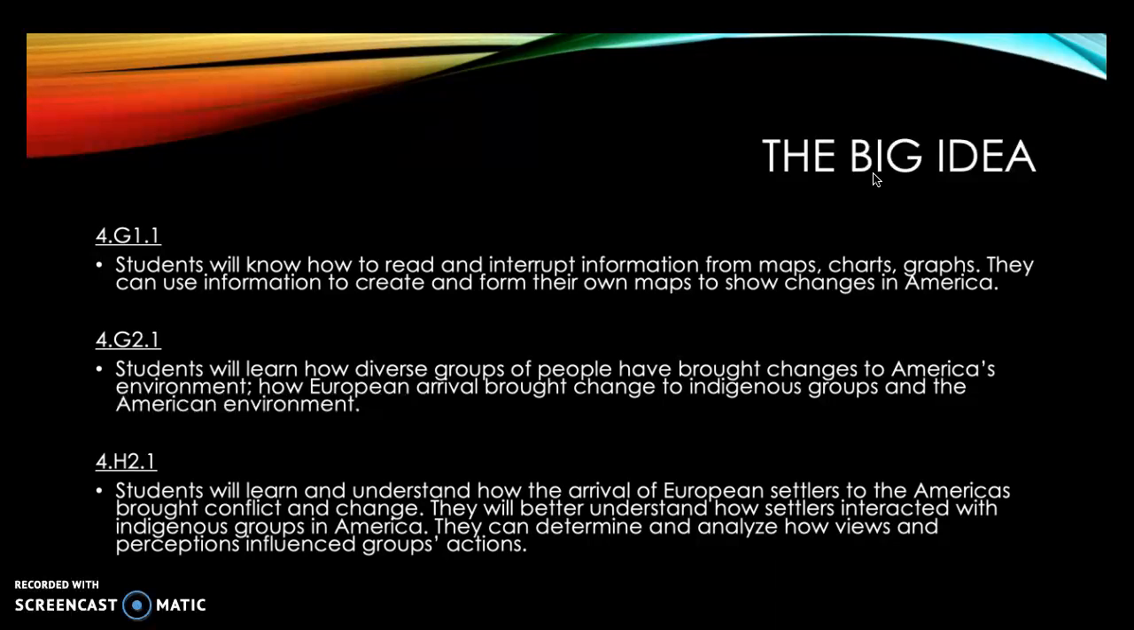Although these are social studies standards, throughout this lesson, I think there also is an integration of some math standards and reading literacy standards as well. So there's a correlation across multiple standards.